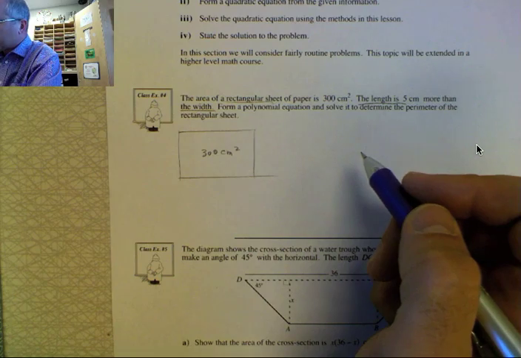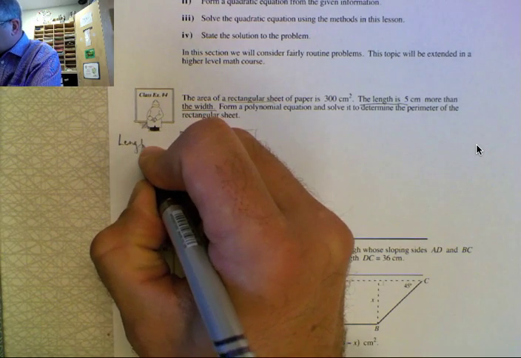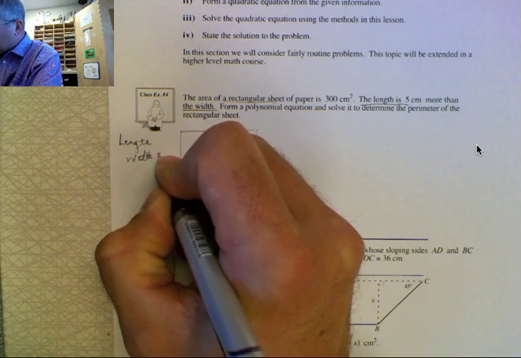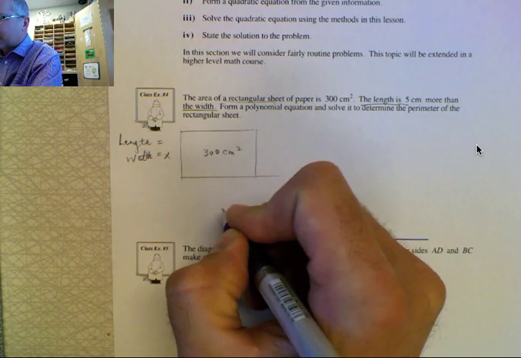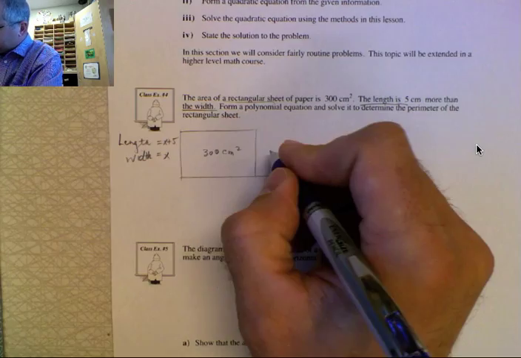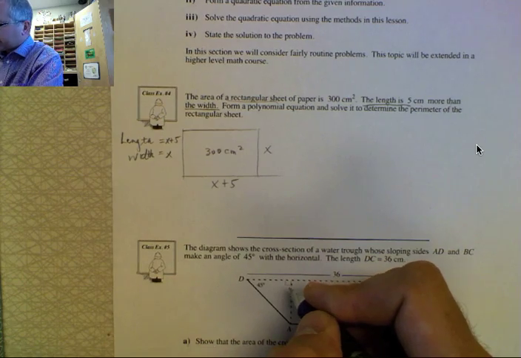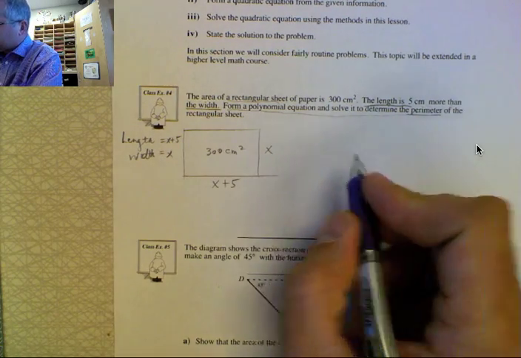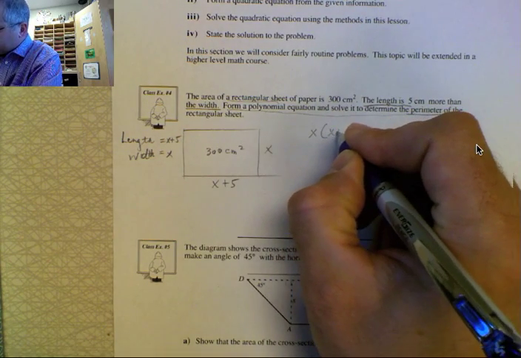Well, whenever we solve a question, we have to introduce a variable. So we're talking about length and we're talking about width, neither of which we know, but it says the length is 5 more than the width. So we know absolutely nothing about the width, but we know the length is 5 more than that. So the width is x and the length is x plus 5. It says form a polynomial equation and solve it to determine the perimeter of this sheet. Well, we know the area of a rectangle is length times width.